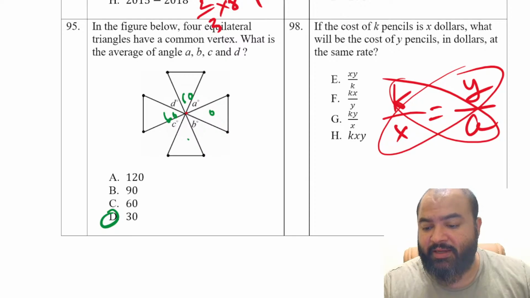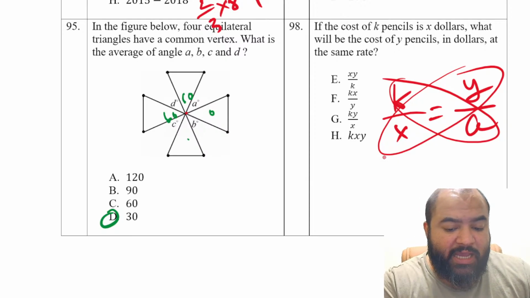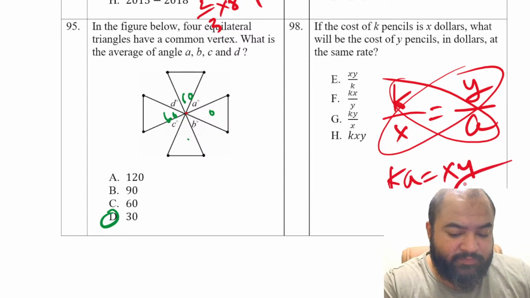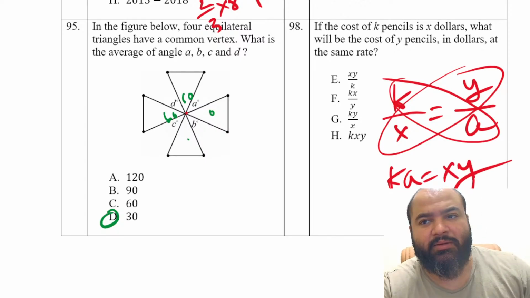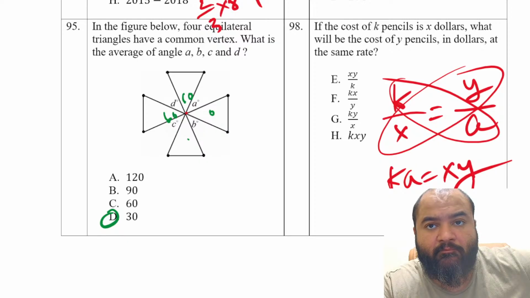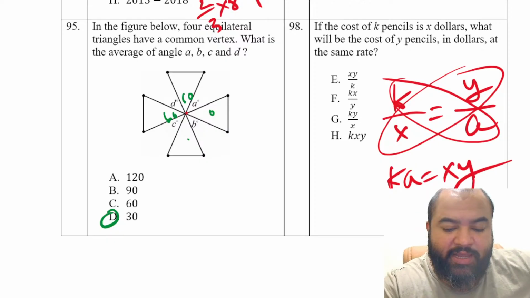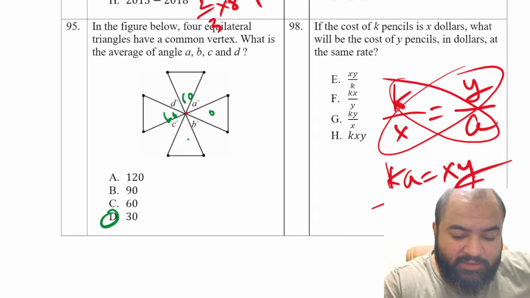I'll explain 97 again, I mean, an example. So KA is equal to XY. What are we solving for? A or X? We're solving for A. So what you can divide both sides by is K, whatever is next to A. So A is equal to XY over K.